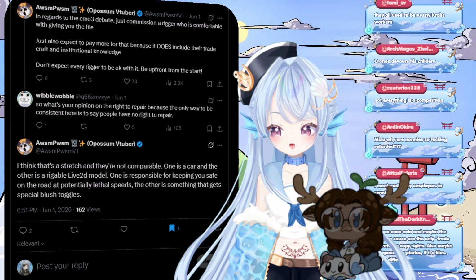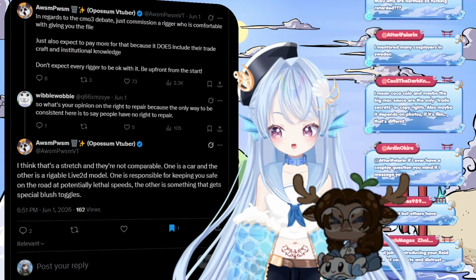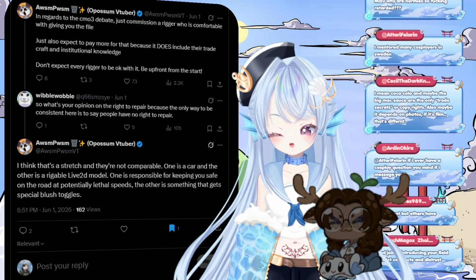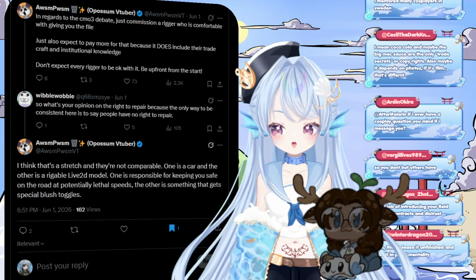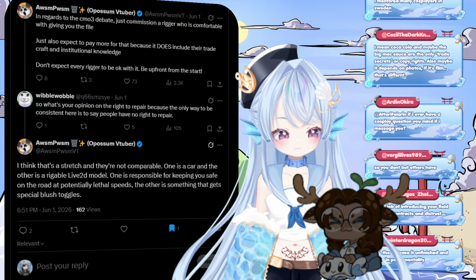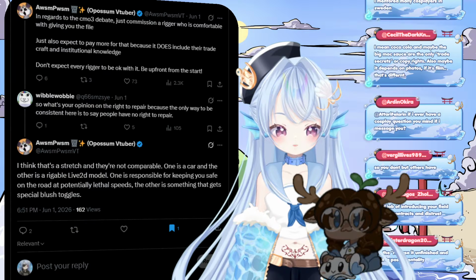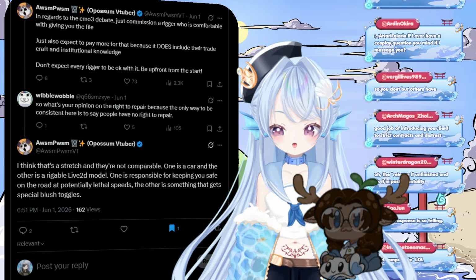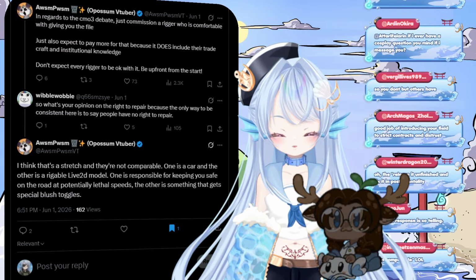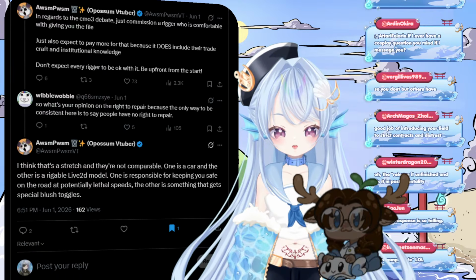Because the only way to be consistent here is to say people have no right to repair. He replies, I think that's a stretch and they're not comparable. One is a car and the other is a live 2D model. One is responsible for keeping you safe on the road at potentially lethal speeds. The other is something that gets special blush toggles. A car is a luxury, by the way. Also, telling people they aren't allowed to do their own work and edit their own car actually probably has more of a legitimate stance than saying they don't have a right to edit their own live 2D model.